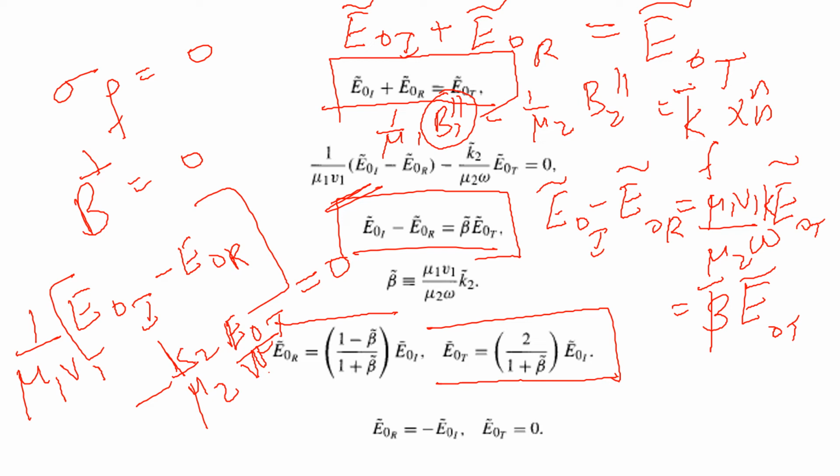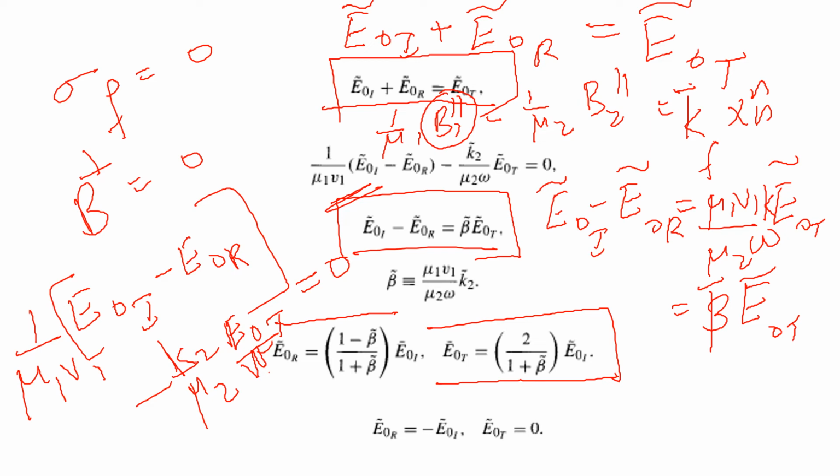These results are very much similar to what we obtained in the case of reflection at a dielectric boundary, but the main difference is that beta is not exactly the same as what we discussed there. Here beta is a complex number. Beta is mu1 v1 by mu2 omega times k2 complex.